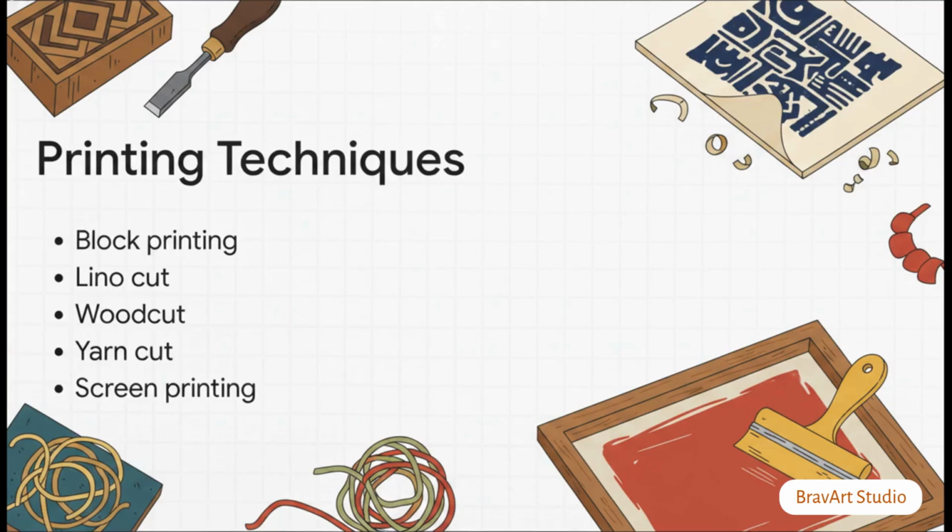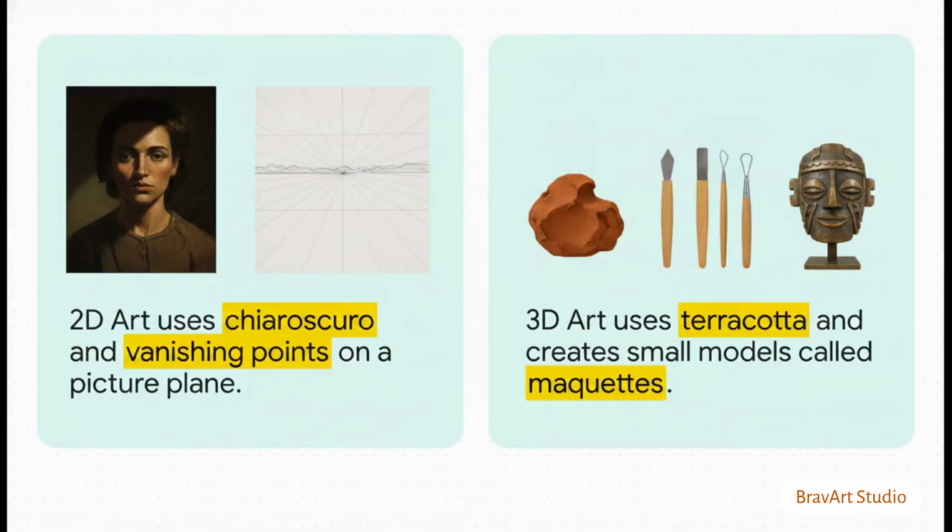These mechanical processes are what allow art to be mass-produced and shared with everybody. Now, knowing the vocabulary of all these different disciplines is half the battle. For flat, two-dimensional art, we use terms like chiaroscuro to describe dramatic light and dark, and vanishing points for perspective. But the second we shift into three-dimensional space, the language changes entirely. Now we're talking about terracotta clay and small test models called maquettes. Having precision in our language really sharpens our precision in observation.